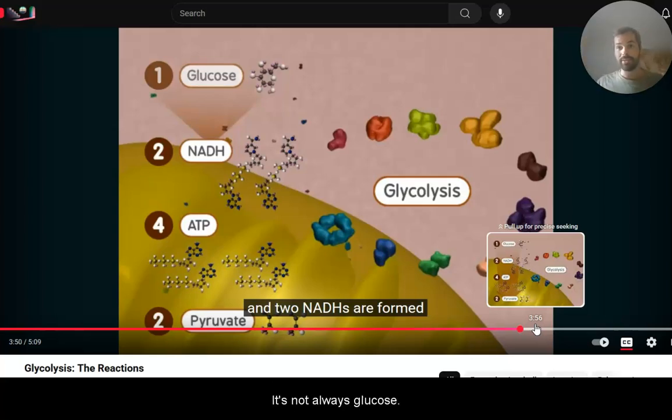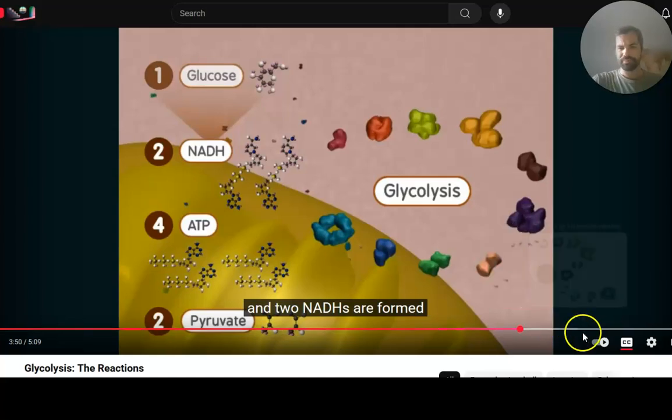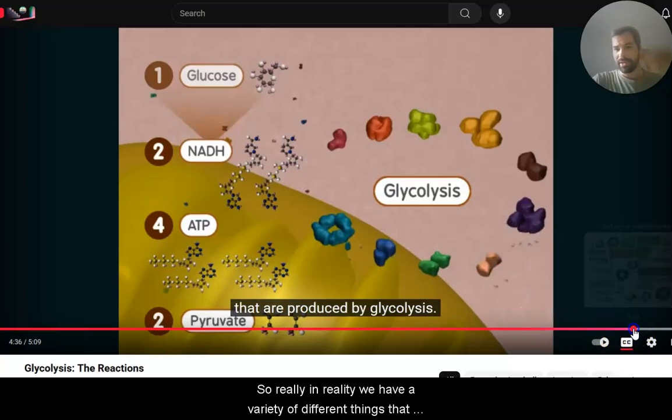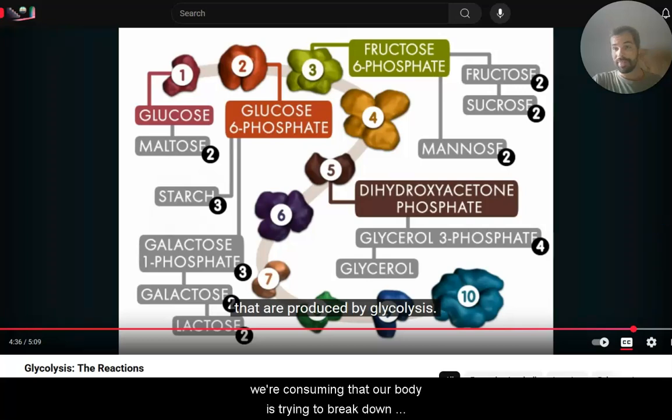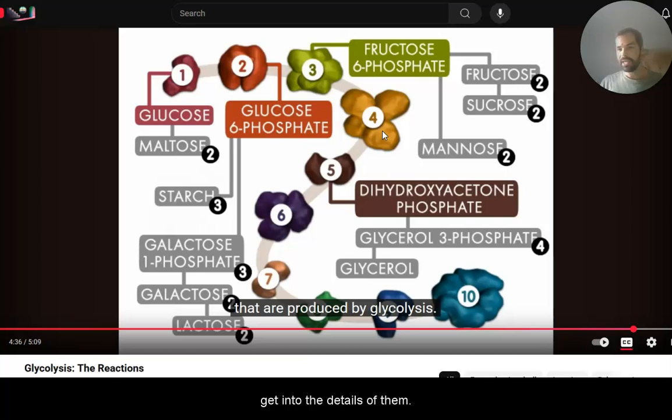It's not always glucose. It's very often not just glucose that is getting broken down to produce energy. So in reality, we have a variety of different things that we're consuming that our body is trying to break down, and they enter into these different areas, and we've got some differences in how these pathways go. Metabolic pathways get quite complicated when you really get into the details of them. But at this point, we just want to get a general sense for the story.